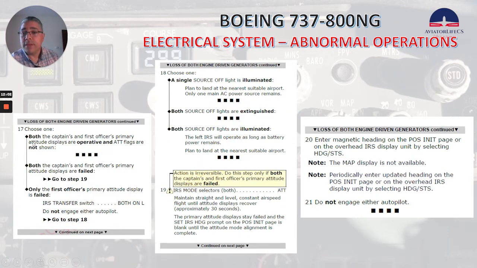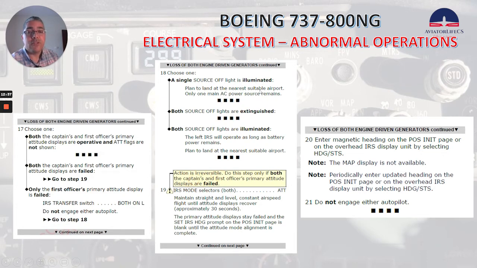Step 17, both the captain's and first officer's primary attitude displays are operative and ATT flags are not shown. Both the captain's and first officer's primary attitude displays are failed: we'll go to step 19. Only the first officer's primary attitude display failed: IRS transfer switch, both on left, do not engage either autopilot. Go to step 18, which says a single source light is illuminated.